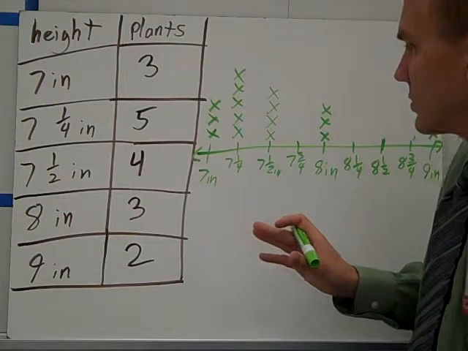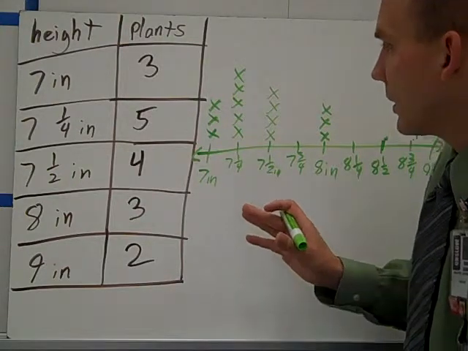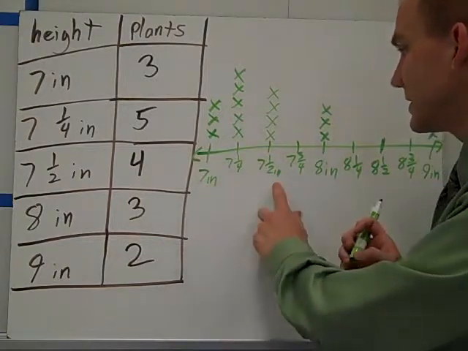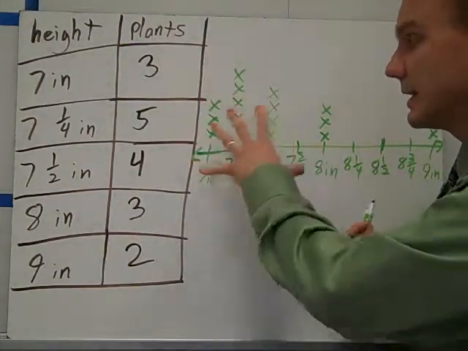A great question would be, what length were most of my plants? And most of my plants were between 7 and 7 1/2 inches. You can see that data here.